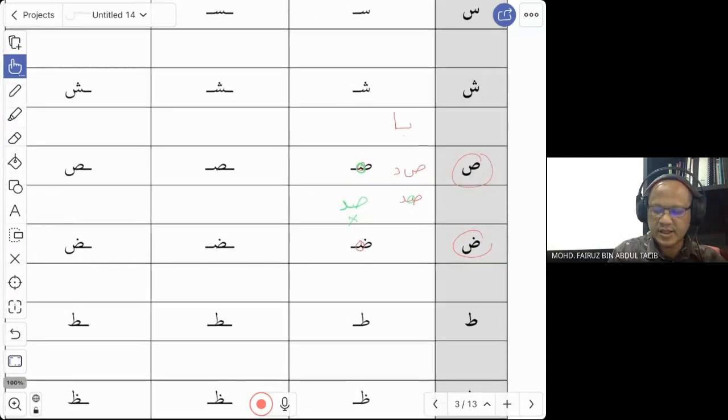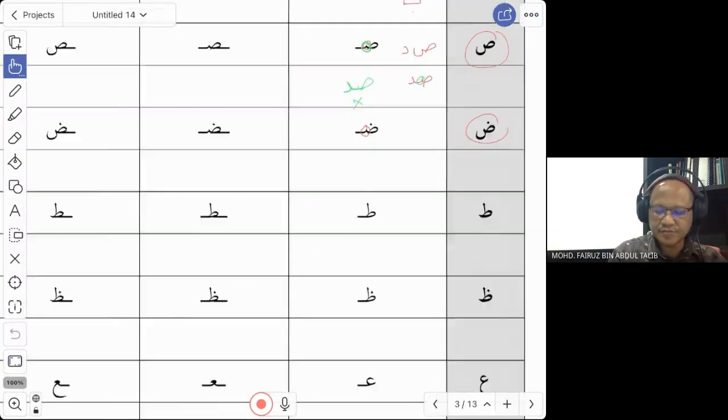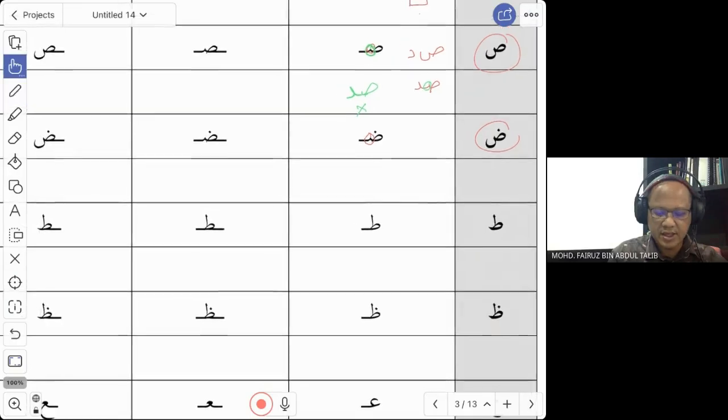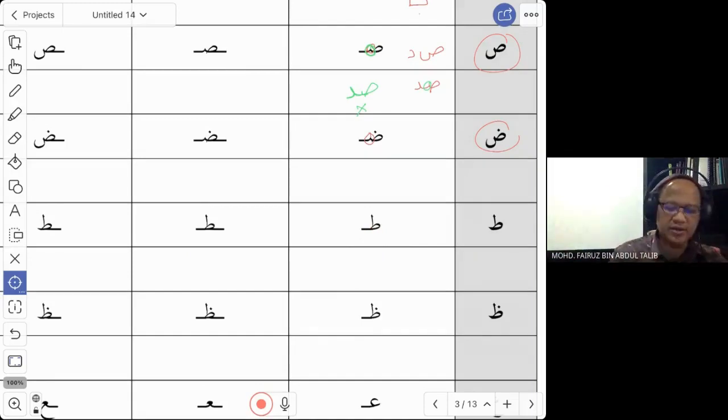Next, the next letters are ta and za. The rule is similar. Ta, the beginning and the middle, you can link to the previous and to the next letter, and the final ta and the final za. If you look at ta and za, you don't see the part that you saw in dod, right? This time you just draw a straight line and link it to the next letter.